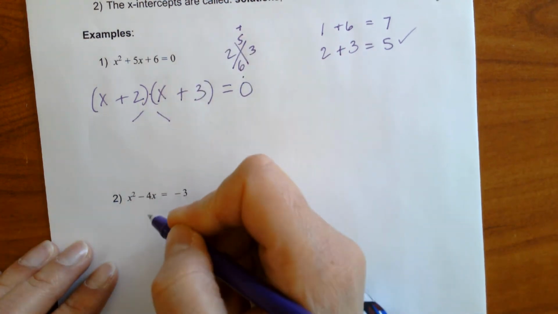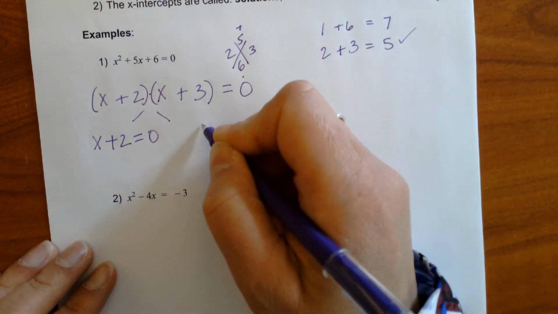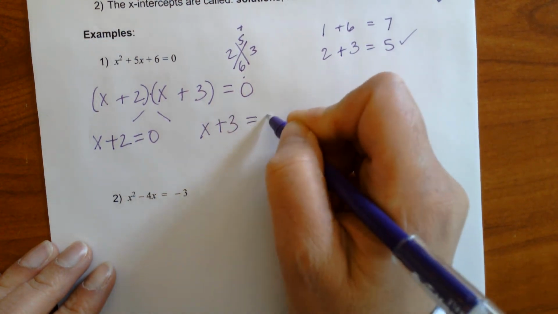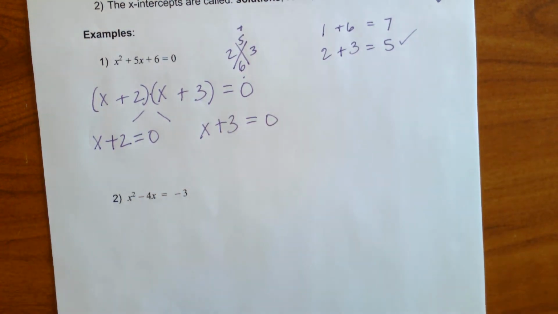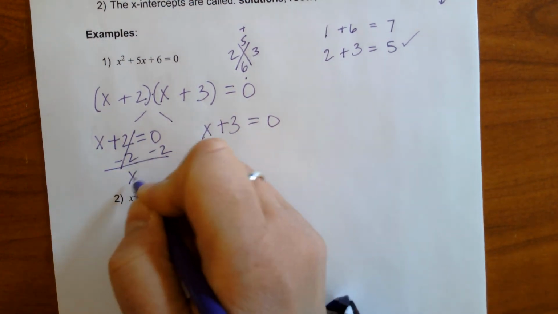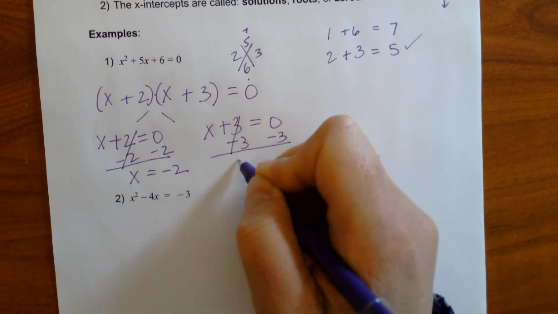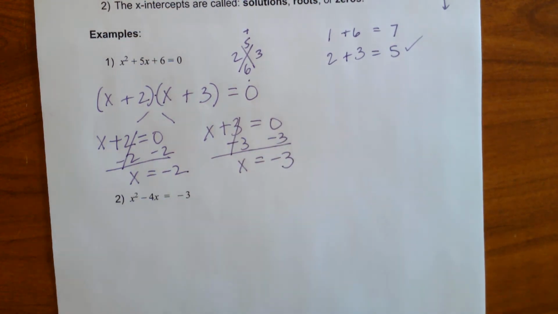Because they are linked by multiplication, we can split x plus 2 and set it equal to 0, and we can take apart x plus 3 and set it equal to 0. So we can split those up. This is going to allow us to solve to get our x-intercepts. So minus 2 inverse operations, x equals negative 2, minus 3 inverse operations, x equals negative 3.